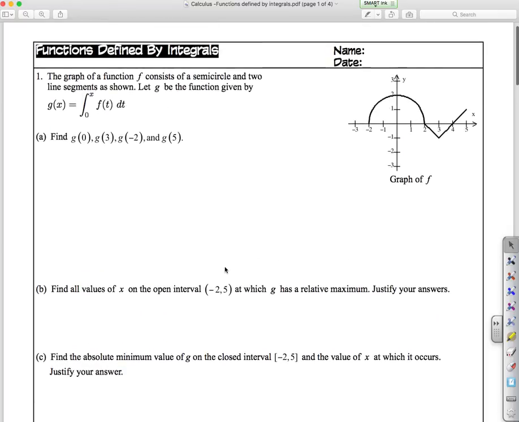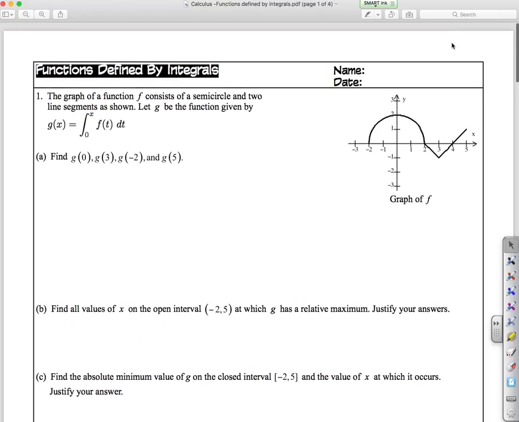And the range of g. So what do I need in order to get the range of g? I've already got one of them. I need the absolute max and the absolute min. What did we say the min was? Negative pi. Okay, so negative pi is going to be the bottom of the range.